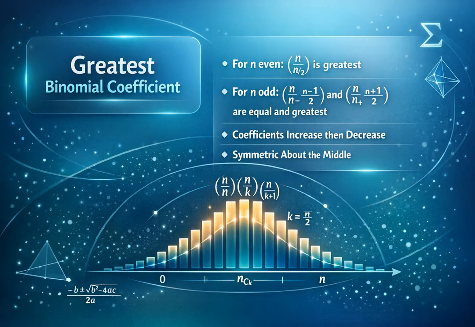The greatest binomial coefficient depends on n. For n even, nC(n/2) is the greatest. For n odd, nC((n minus 1)/2) and nC((n plus 1)/2) are equal and greatest. The coefficients increase to the middle, then decrease symmetrically. This pattern is visible in Pascal's triangle.